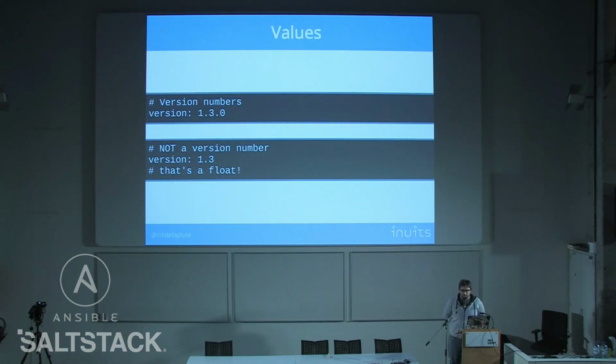When you have a version number, if you just put 1.3.0, it is a version number. But if you just put 1.3, like as a branch name, and then you want to put that in a Jenkinsfile, something like that, then 1.3 becomes like a float.